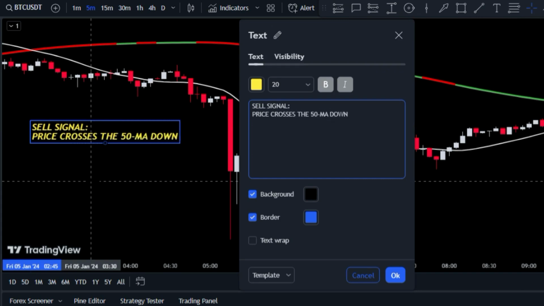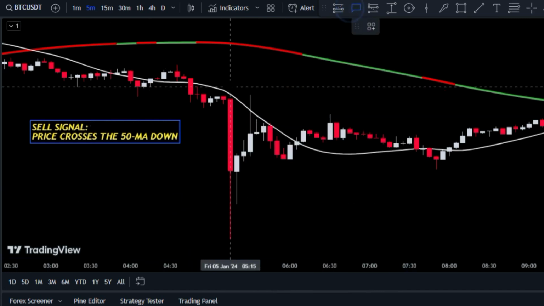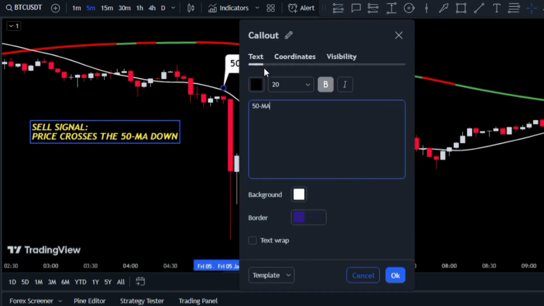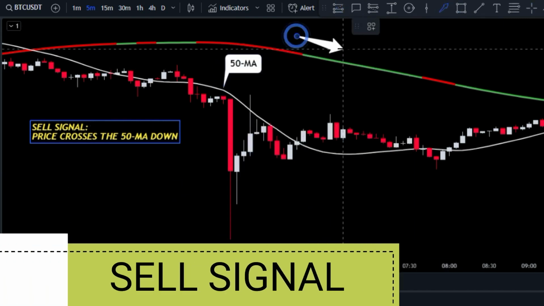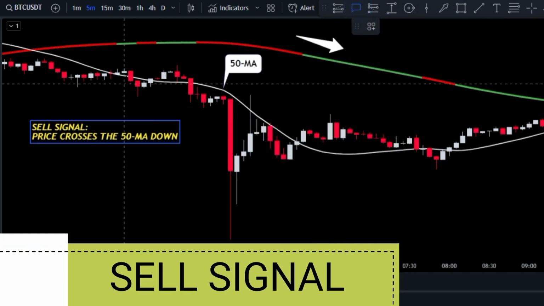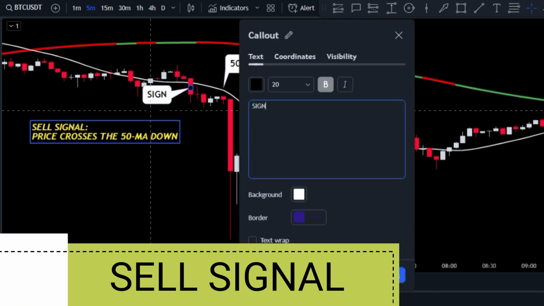It's worth noting that these signals are context dependent. They rely on the current market trend, which we determine with the 300 moving average. So keeping an eye on the big picture is key in this strategy.